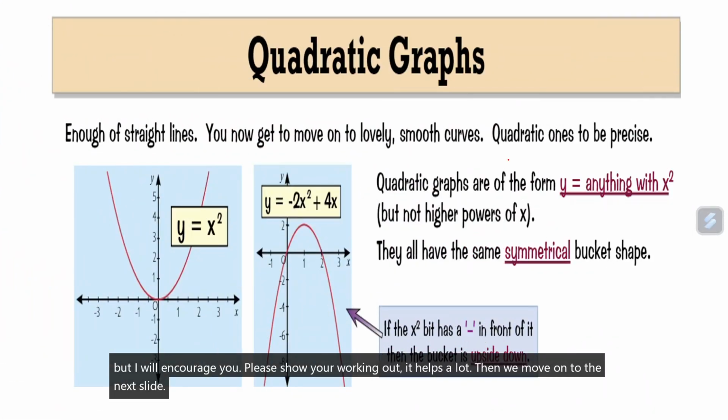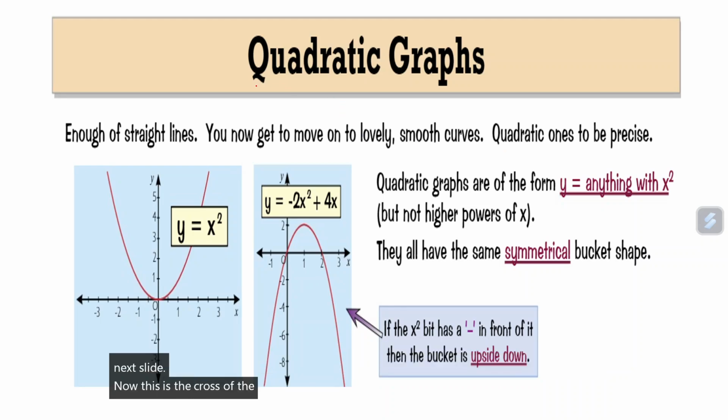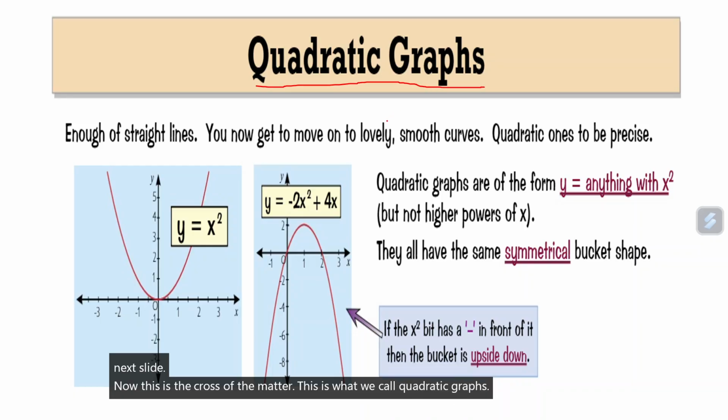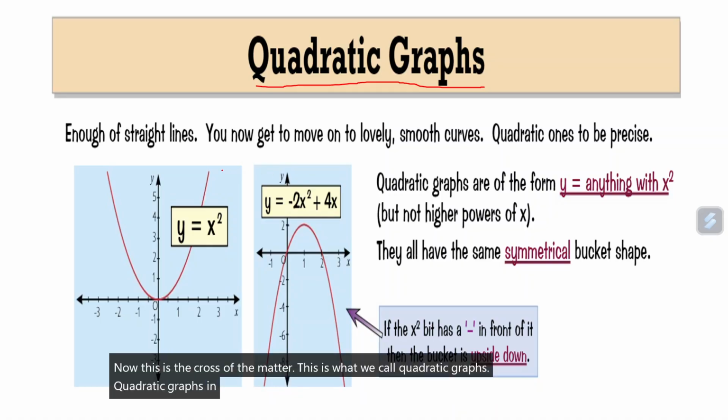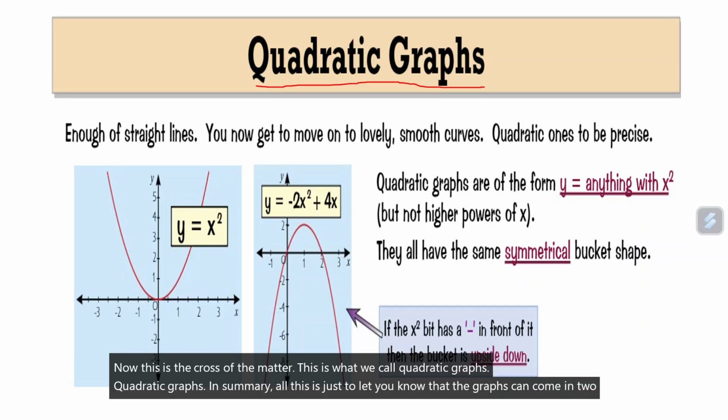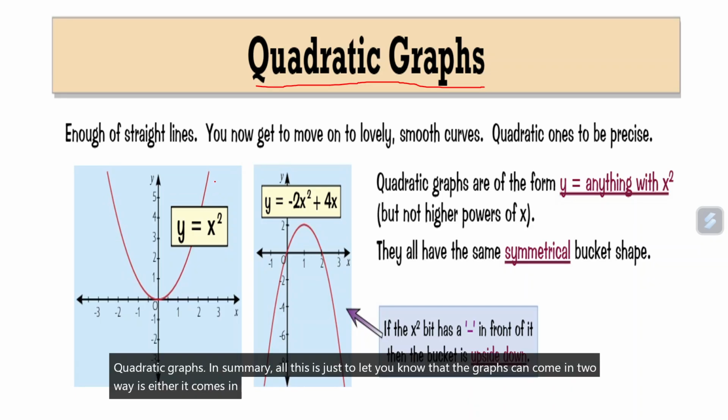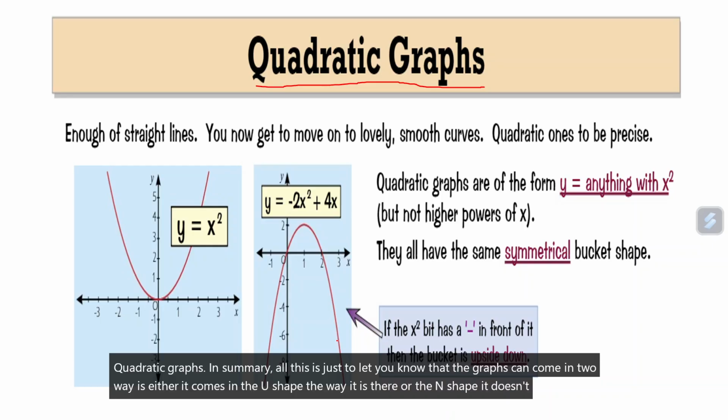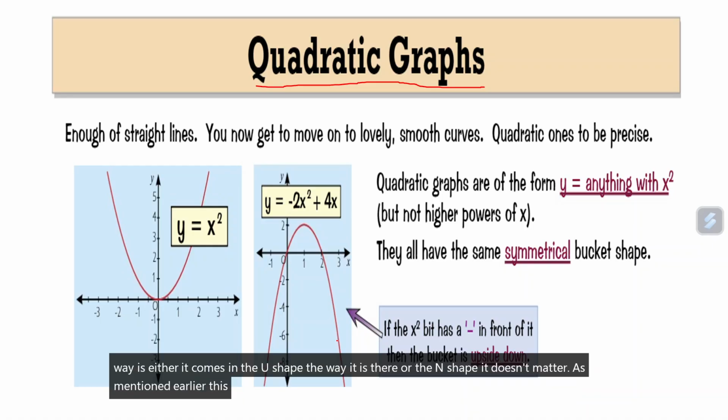Now, this is the crux of the matter. This is what we call quadratic graphs. In summary, all this is just to let you know that the graphs can come in two ways. It either comes in the U shape, the way it is here, or the N shape. It doesn't matter. As mentioned earlier, this is a function of an accurate and correct table of values, which I've shown you on the previous slides.